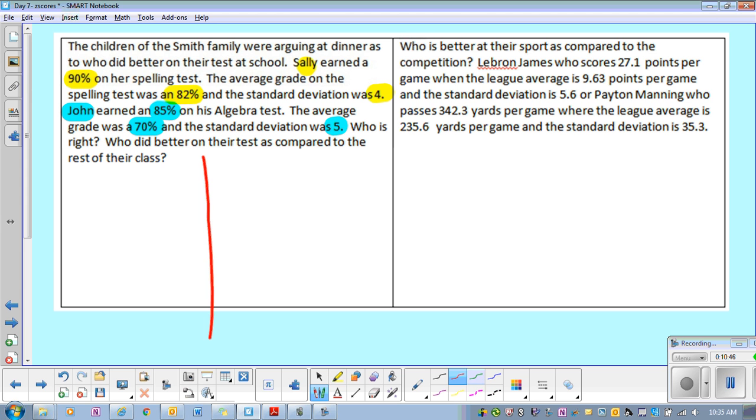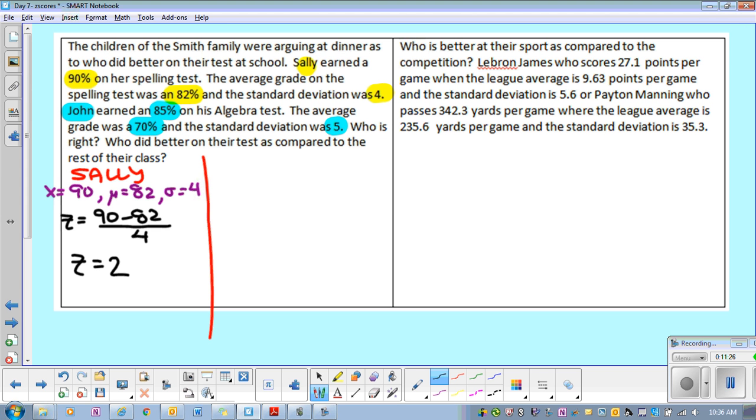So, Sally has a score of what? 90. Mu is 82. Standard deviation is 4. Right? Let's find her z-score. Z equals her 90 minus the 82 divided by 4. Do you agree? What is Sally's z-score? 2. So Sally has a z-score of 2.